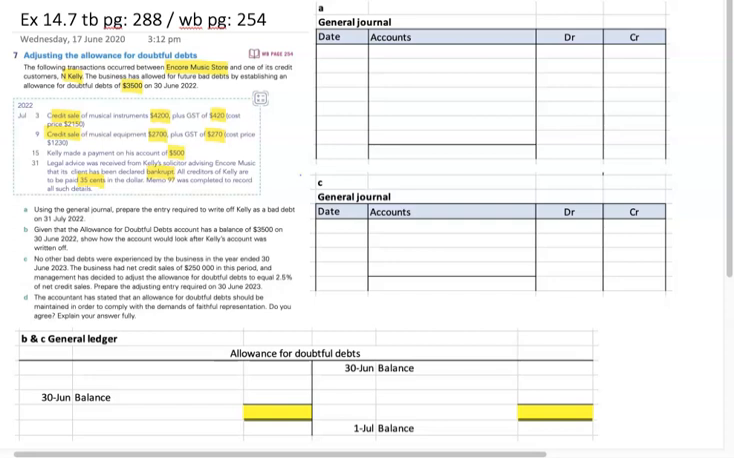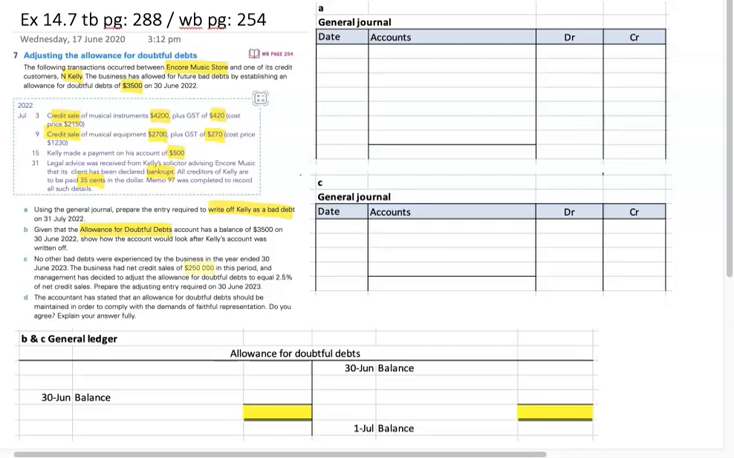So we've got some information there and we've got to do a number of things. Firstly, for A, we've got to prepare an entry to write off N. Kelly as a bad debt. So we'll do that first. Then we've got to think about what the ledger allowance for doubtful debts would look like. So we're going to have to think about all the debits and credits for allowance for doubtful debts. And then we're going to have to do what is actually the skill in the heading that we haven't done before, make a new allowance for doubtful debts because we have some new information.